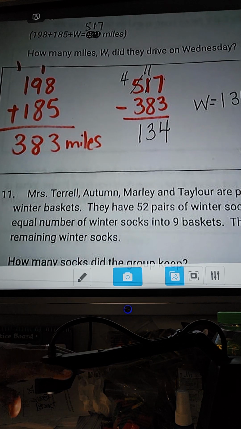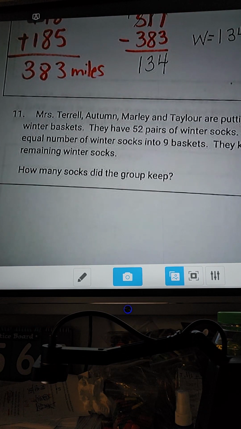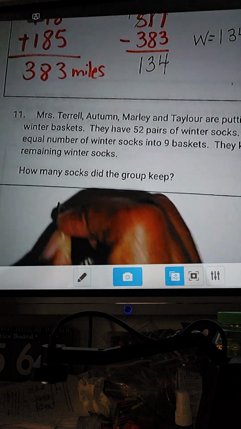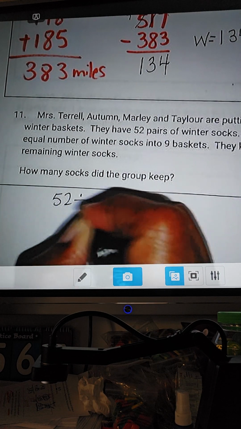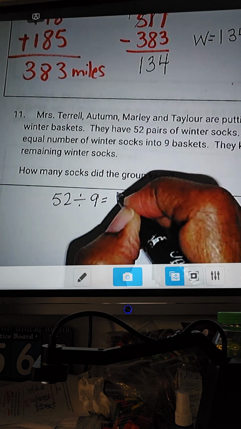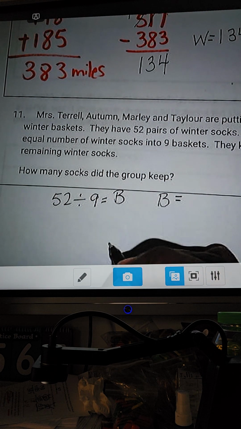Number 11. Mrs. Terrell, Autumn, Marley, and Taylor are putting together winter baskets. They have 52 pairs of winter socks. They put an equal number of winter socks into 9 baskets. They keep the remaining winter socks. How many socks did the group keep? Okay, so I know we have 52 divided by 9 baskets equals B. Let's find out what B equals.